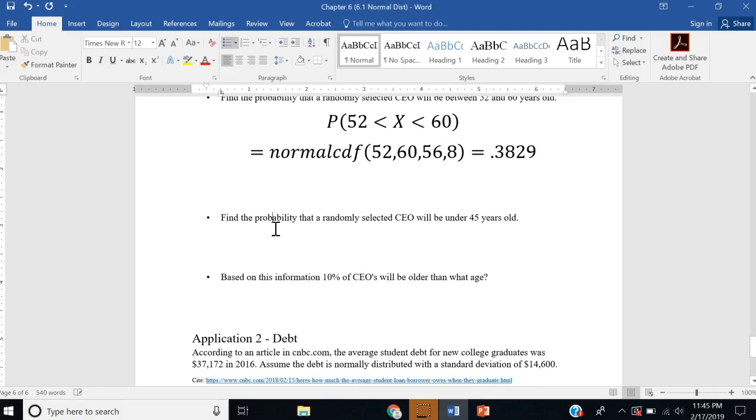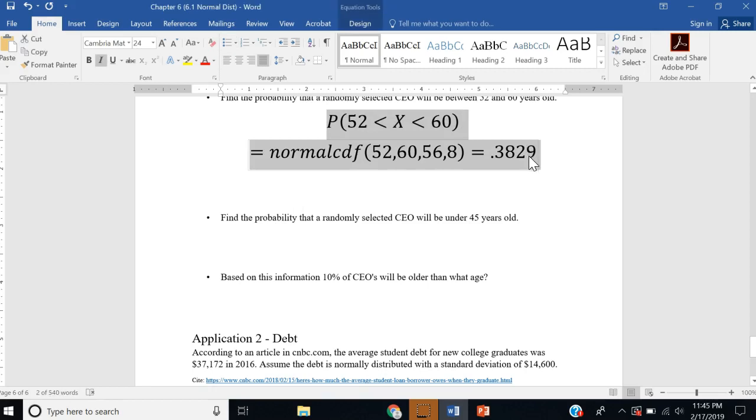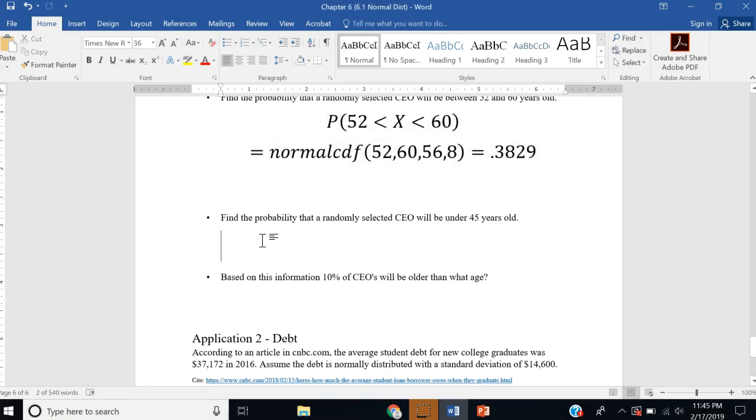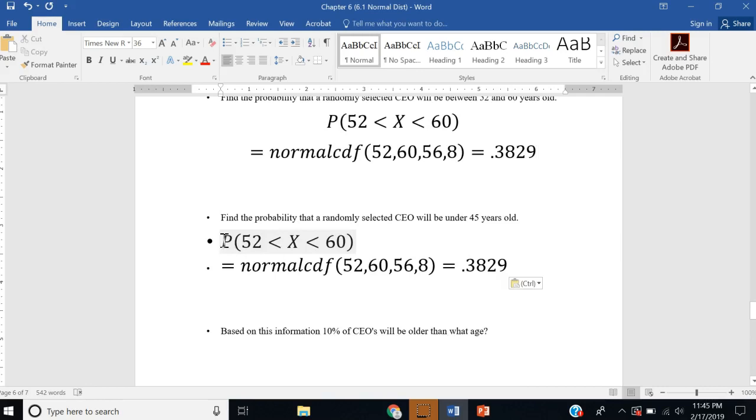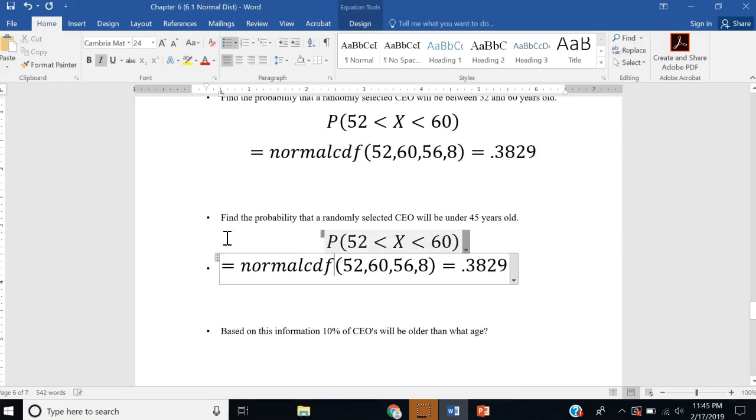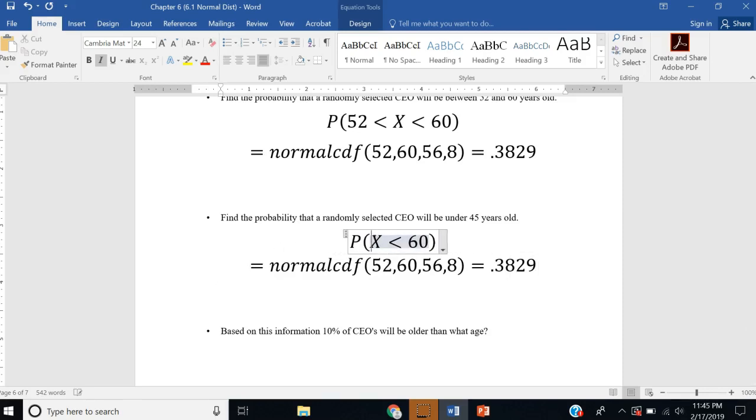What's the probability that a randomly selected CEO will be under 45 years old? Now, one thing about this: under 45 years old. So what's the probability that a randomly selected CEO is less than 45? Again, it wouldn't matter if we had less than or equal to, or just less than. It's all the same in the wash when we have a continuous curve.